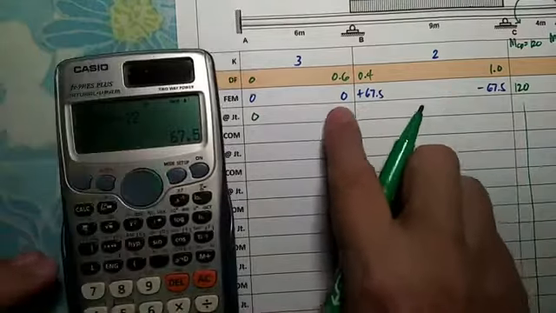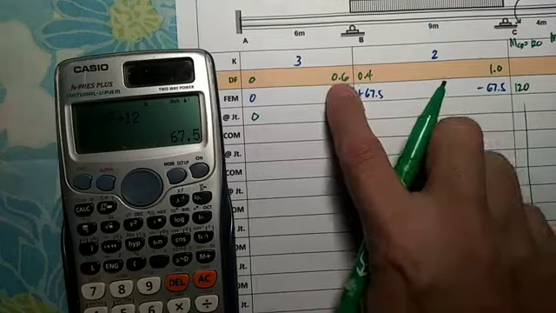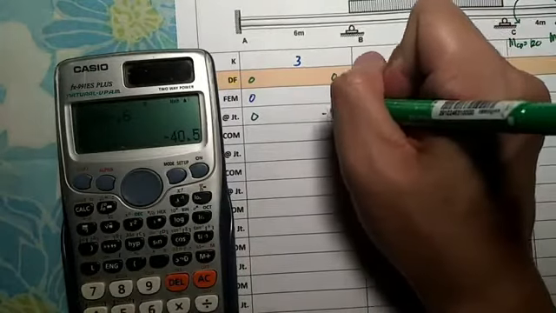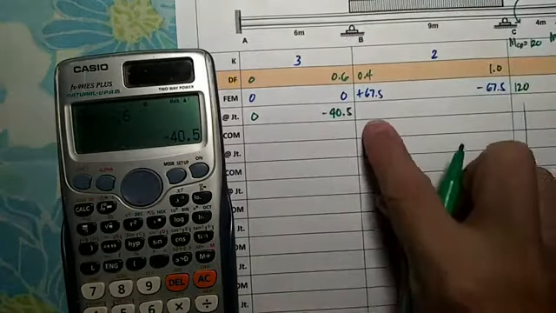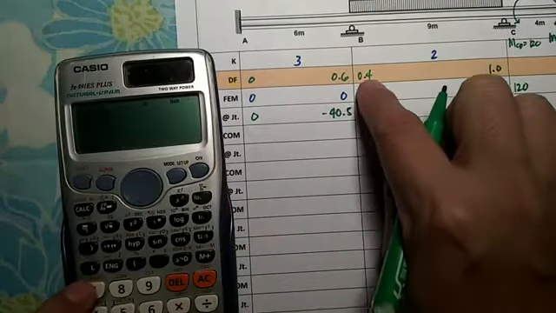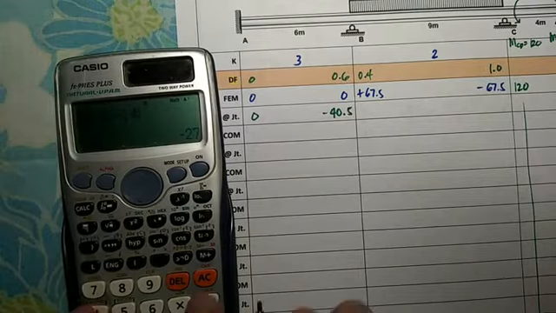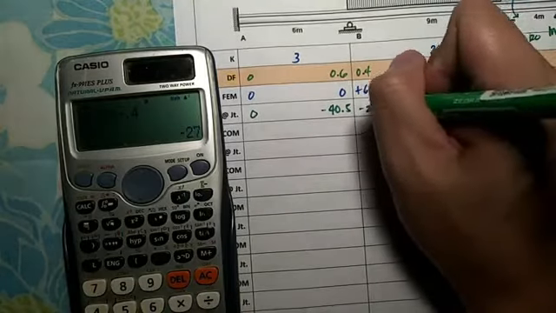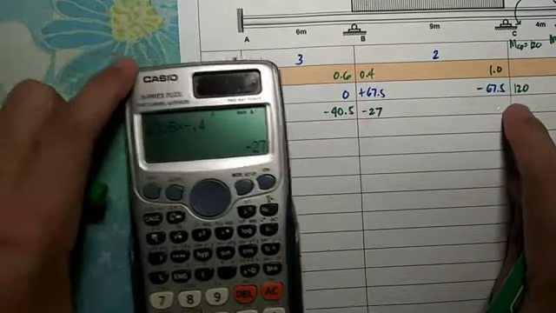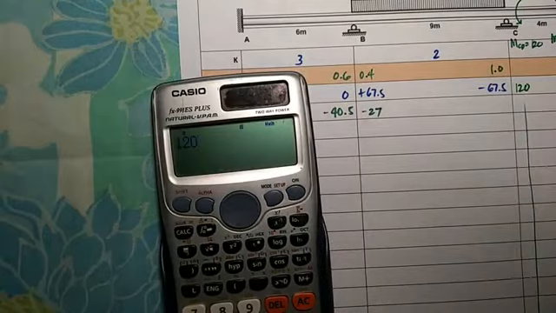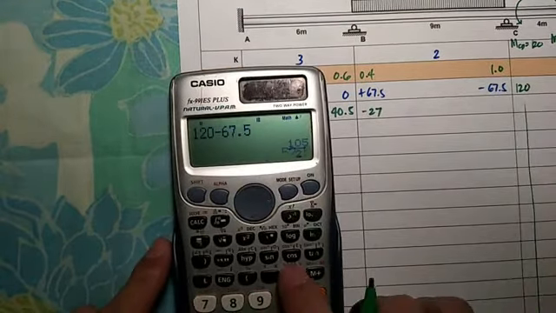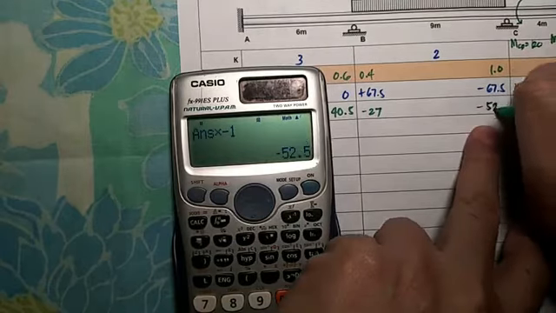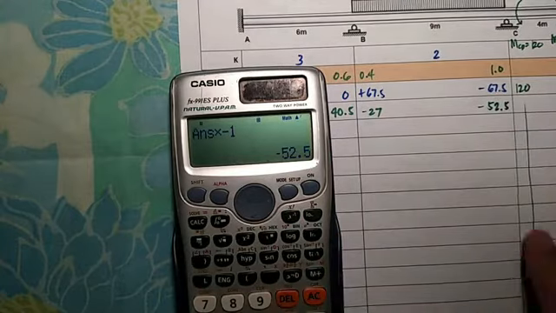So, here, that balance moment here is 0 tsaka plus 67.5, so 67.5 times the negative of 0.6, ayun. So we got negative 40.5. While here, it's 67.5, the unbalanced moment times the negative of 0.4. So that's negative 27. Here, the unbalanced moment is 120 minus 67.5, that's 52.5. 52.5 times the negative of 1, so that would be negative 52.5. Dito wala na tayong gagawin, no? So wala na tayong ilalagay dyan, diretso na yan.